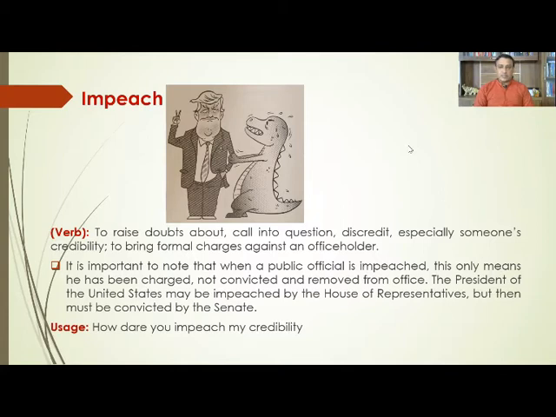And impeachment must be differentiated from conviction. The usage is, how dare you impeach my credibility? Sign out, interrogation. That is missing in the PPT. So you add sign out, interrogation, and I hope the difference between impeach and conviction is clear. And this way, through this cartoon, ex-American President Donald Trump being pulled out by a figure would make it last longer in your memory.